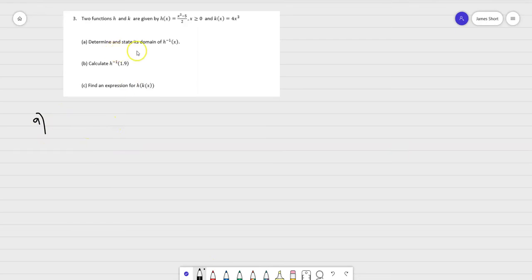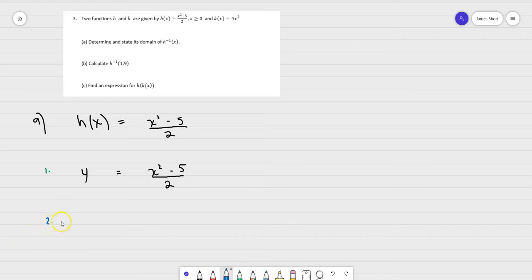Okay, so determine and state the domain of the inverse of h of x. I like to start out by writing the function. So we've got h of x is equal to (x squared minus 5) over 2. Step 1, we're going to replace this h of x with y. So y is equal to (x squared minus 5) over 2.